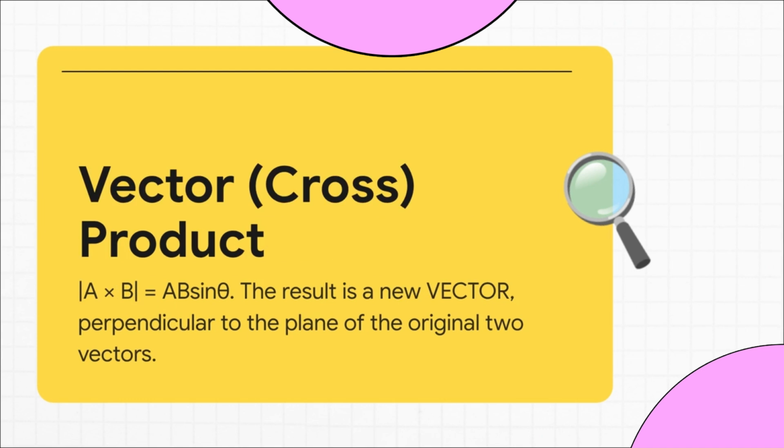The second type is the vector product, or cross product. And again, the name gives away the secret. The result you get is a brand new vector. Its size depends on the sine of the angle, and get this, its direction is perpendicular to both of the original vectors. This is absolutely essential for anything that rotates, like calculating torque, and you figure out its direction using the famous right-hand rule.